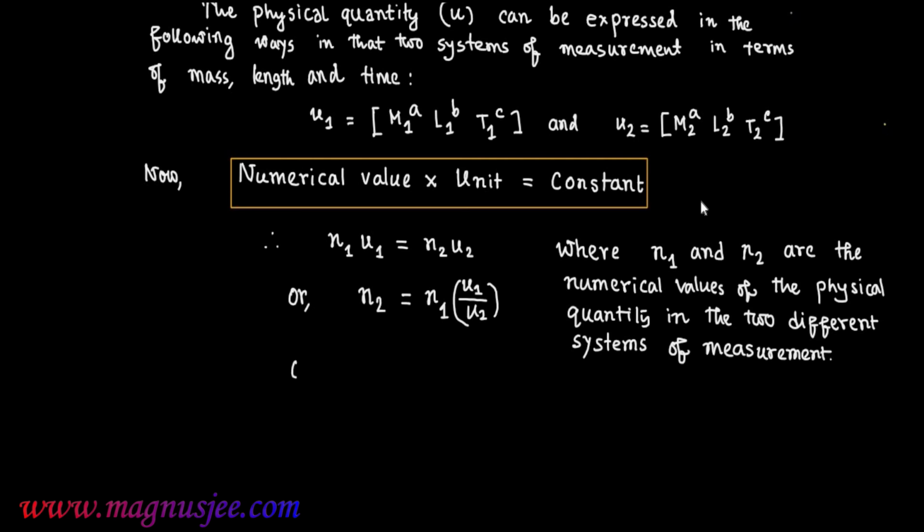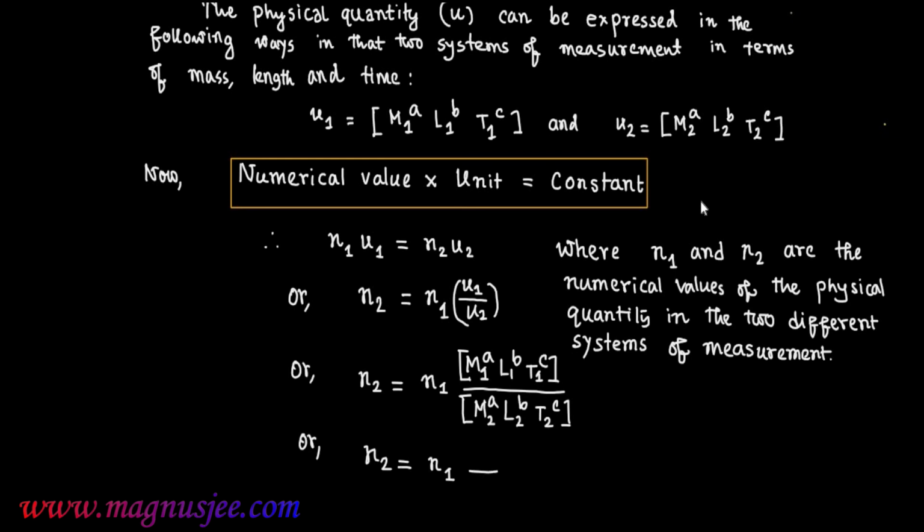n2 equals n1 under bracket u1 by u2, or n2 equals n1 in place of u1, we can write, M1 to the power a, L1 to the power b, T1 to the power c, divided by M2 to the power a, L2 to the power b, T2 to the power c, or n2 equals n1 under bracket M1 by M2 whole to the power a, L1 by L2 whole to the power b, and T1 by T2 whole to the power c.